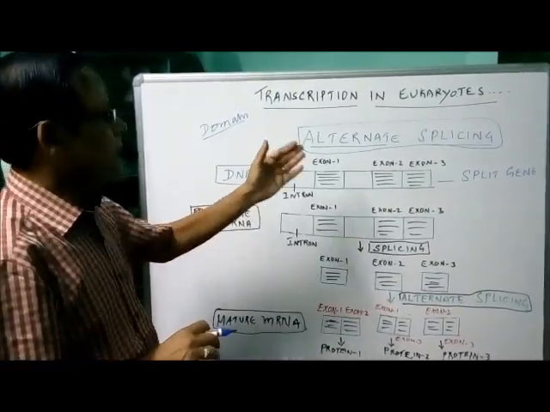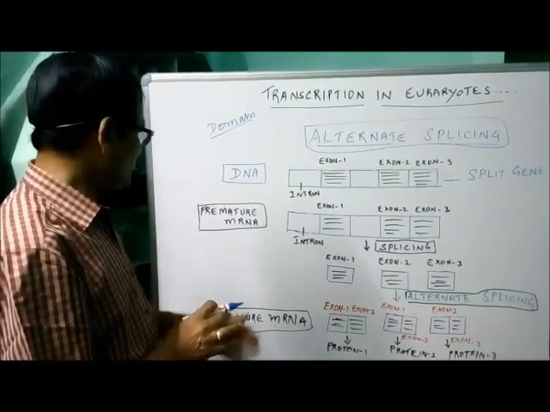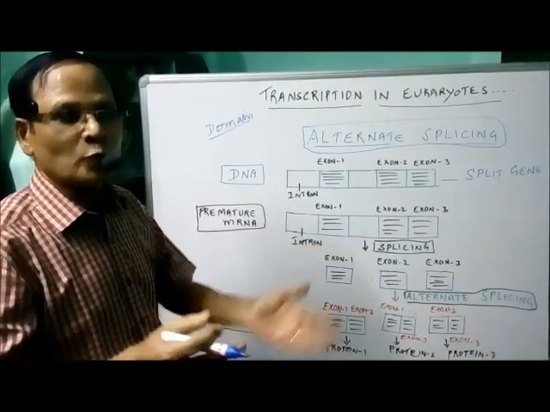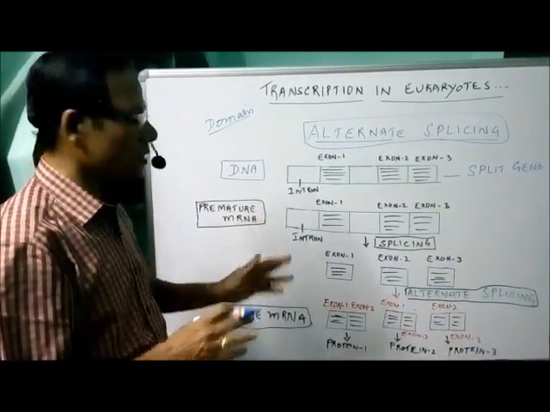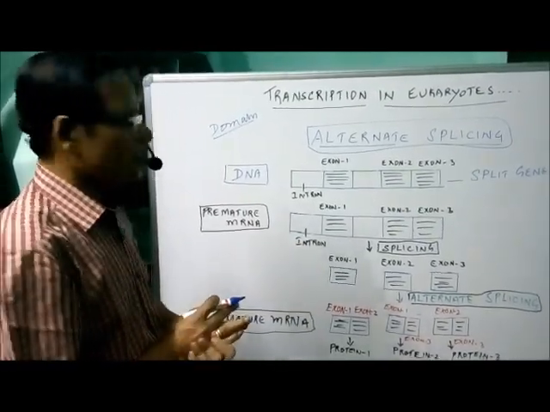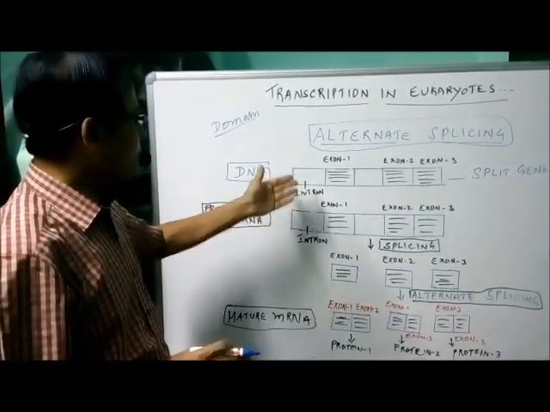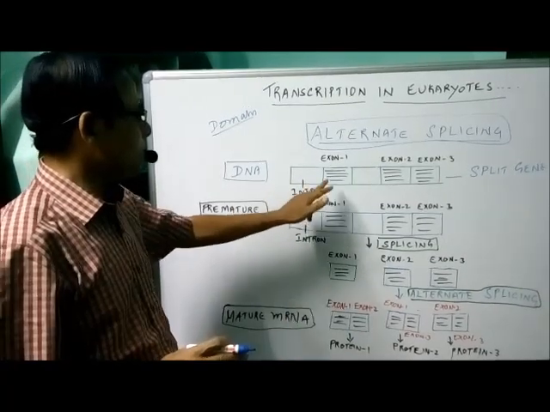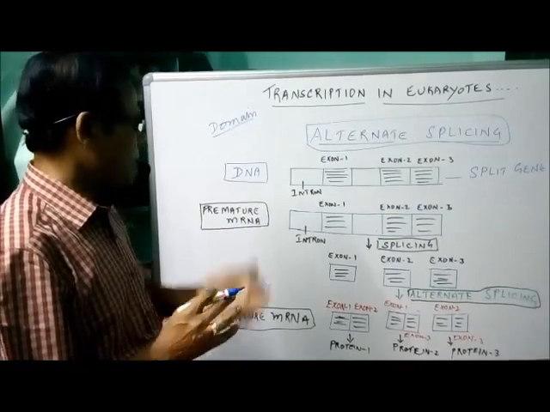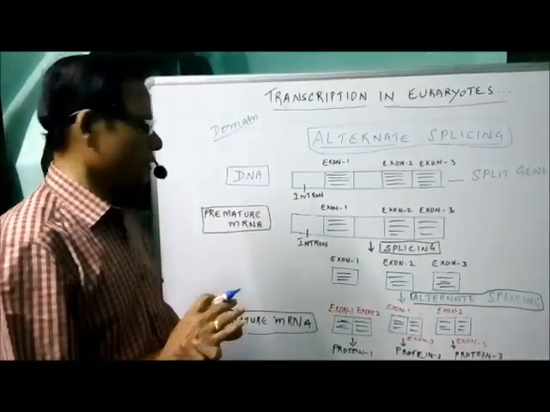Now, what do we mean by alternate splicing? It is a process in which the premature mRNA splices itself in various different ways to produce a gene, and that gene produces different proteins. Here I represented the DNA, the split gene, having exons intervened by introns. I represented 3 exons and 2 introns here.